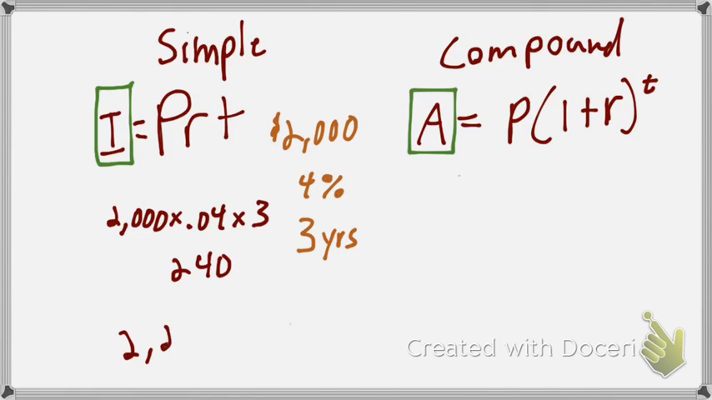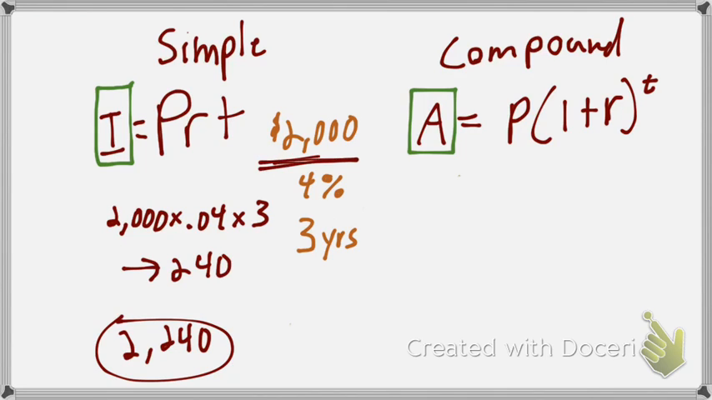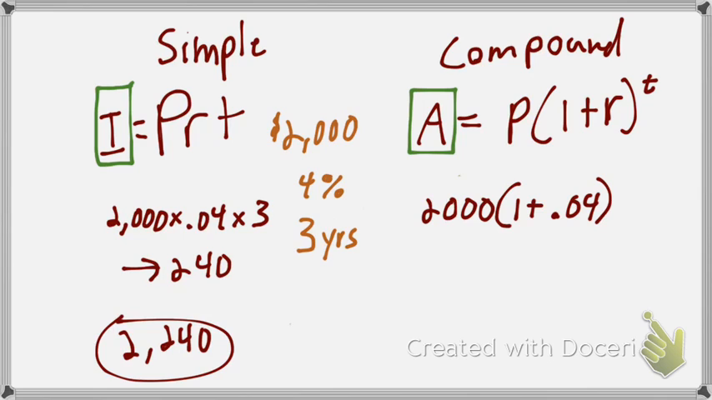2,240, because this is the amount of interest we earned, and this is my starting amount. I just add them together, and now I know my new account balance. Now, with compound interest, I would say 2,000, 1 plus 0.04, and then I have to use the caret. All right, the caret is right below the clear button, and then I would put 3.